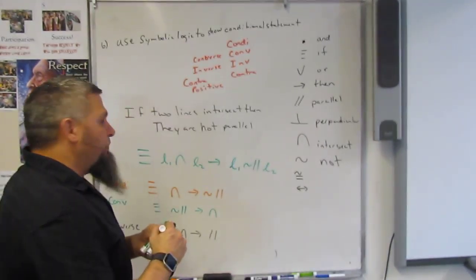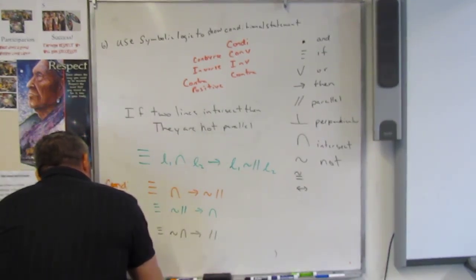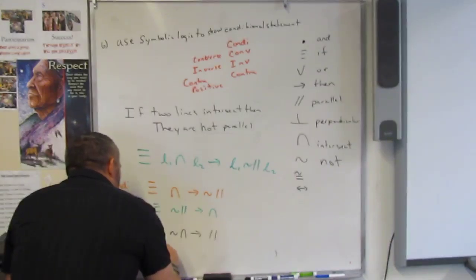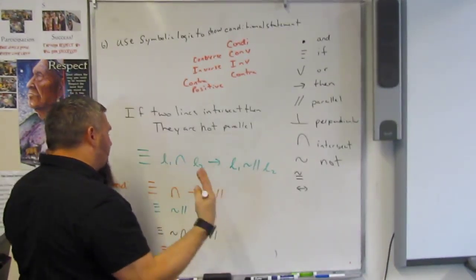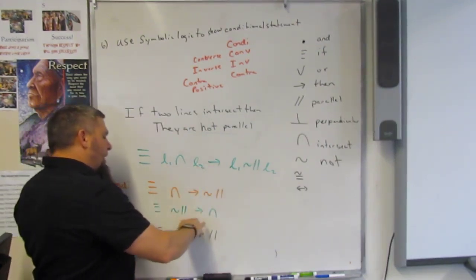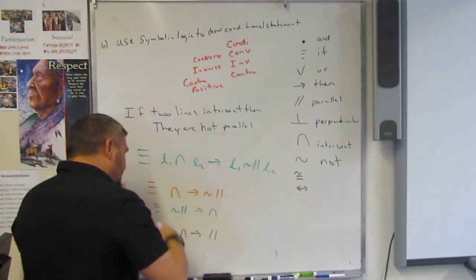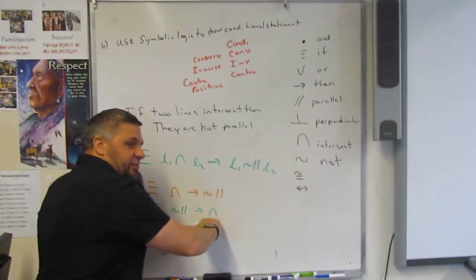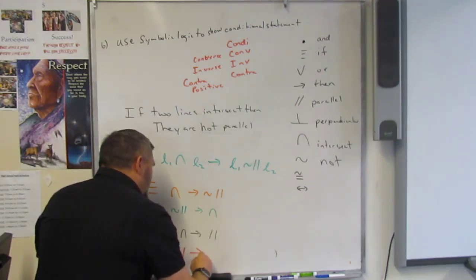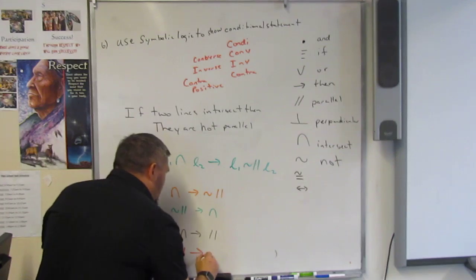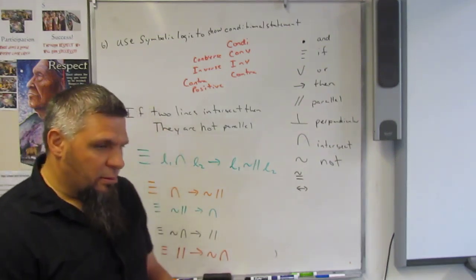And then the contrapositive. The contrapositive is the nots of your converse. So it's just the nots of these: not parallel, meaning parallel, then not intersecting.